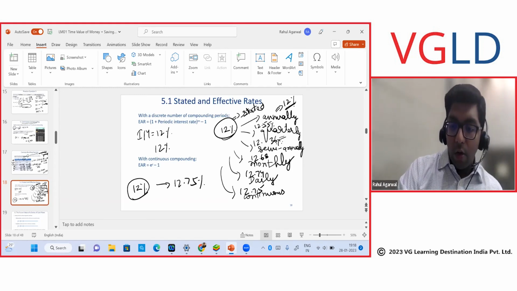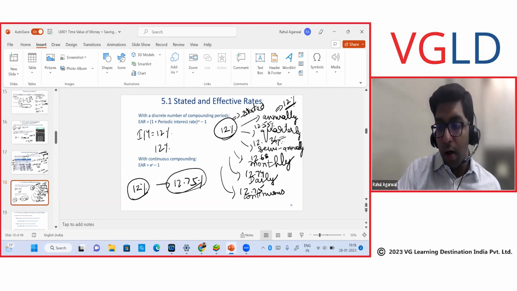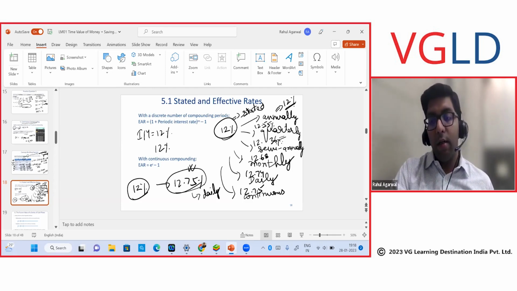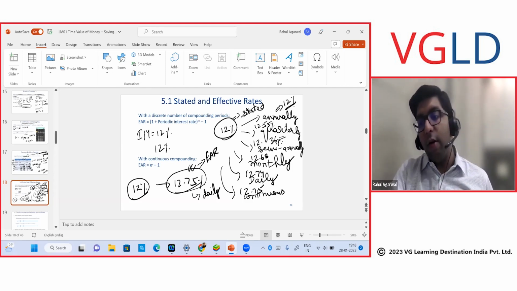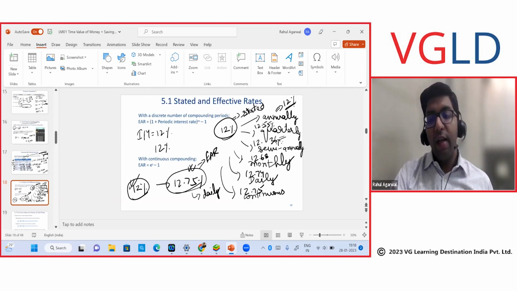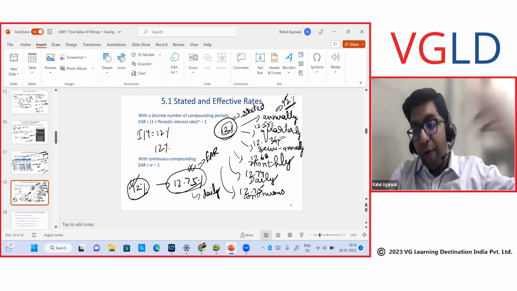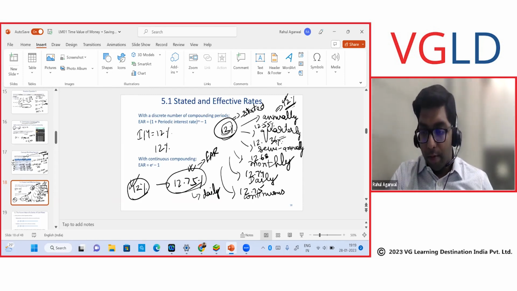12% is stated, 12.75 is based on the period, like daily. So if I'm investing money and I'm earning daily returns, actually how much is the return? 12.75. This is called EAR. Stated rate is the rate given to you. The annual rate is technically the stated rate. In case of annually, stated and effective rate is same. In other cases, 12% is the stated rate, but compounding is changing, right? So the effective rate changes. It goes higher than 12. Am I clear, Prachi?